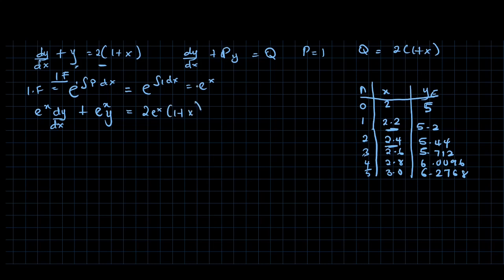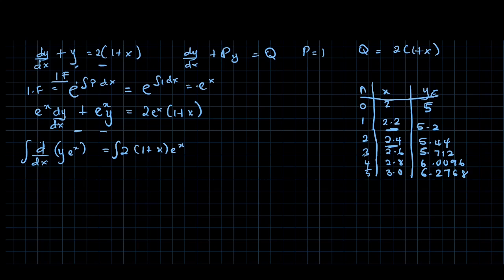2e^x(1 plus x). Now you notice that this is actually a differential of the product d over dx of y e^x. Just check it, try and differentiate this using the product rule. You find out that it will actually give you this. So it's going to be 2(1 plus x)e^x. Now simply integrate both sides.